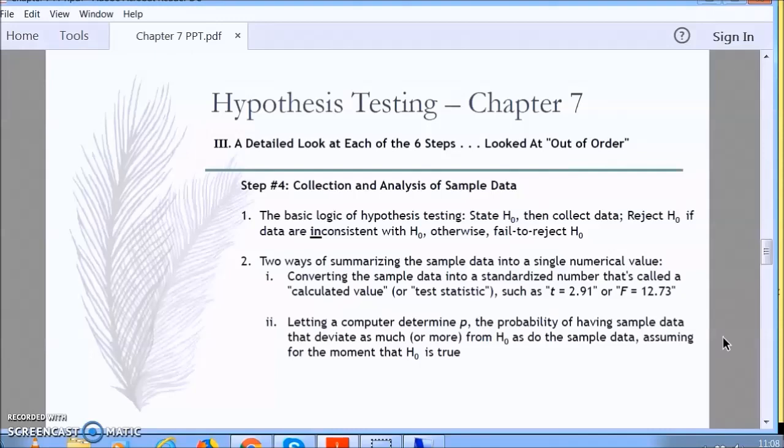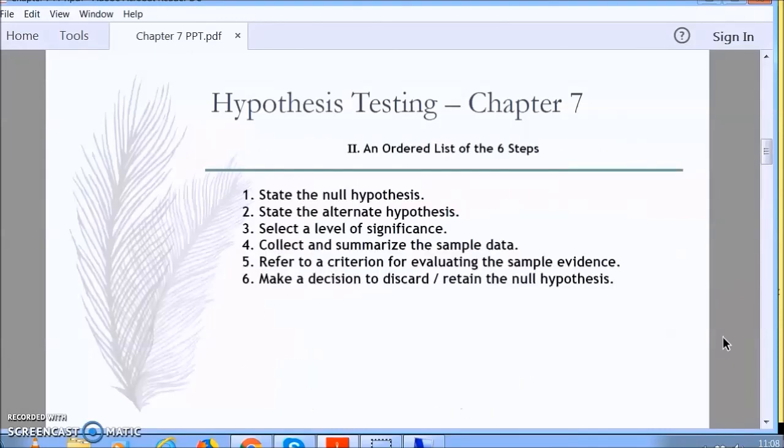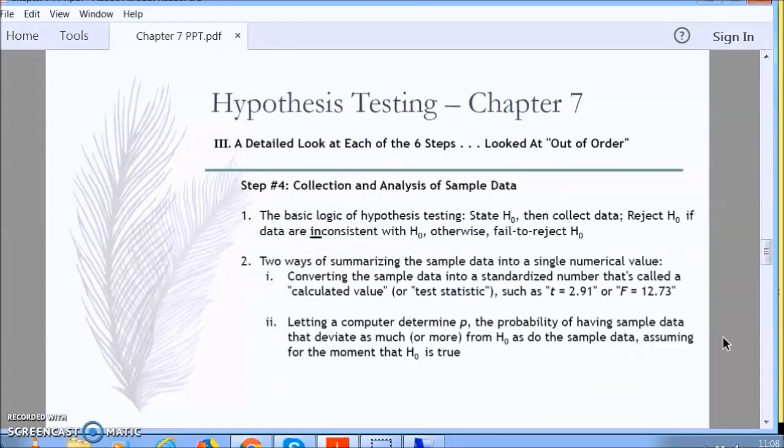Let me go back and show you guys this slide again. There is a reason that step 3 is we are not talking about it. So collect and summarize the sample data is what we are going to talk about now. In this part, this step is actually called the principal stepping stone.